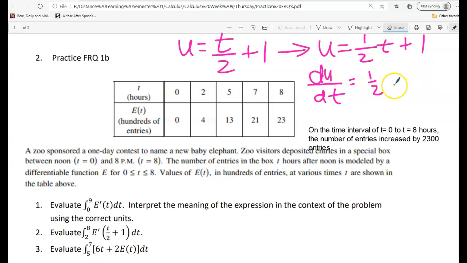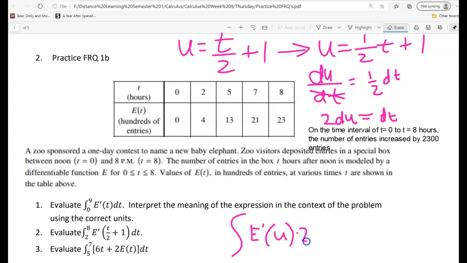So next, we're going to multiply both sides by dt. And then after that, we're going to multiply both sides by 2. So now I have 2 du, right? So we're ready to do our u substitution at this point. We have e prime of u times du.